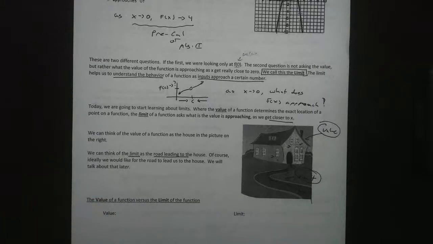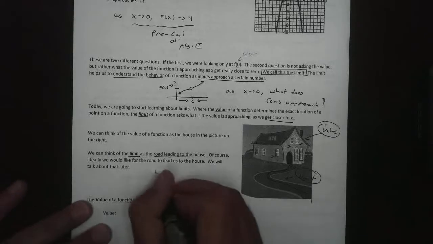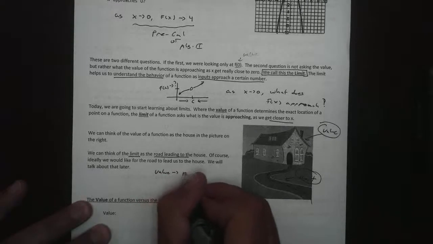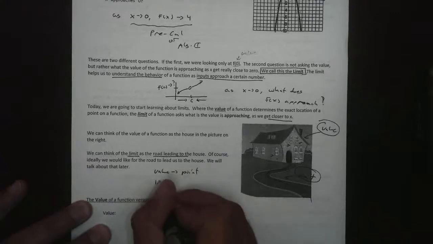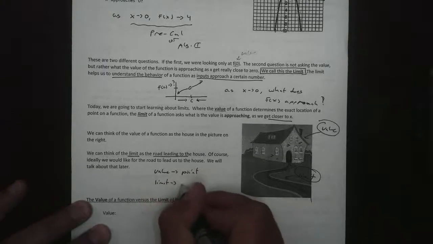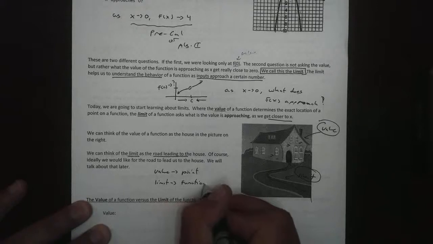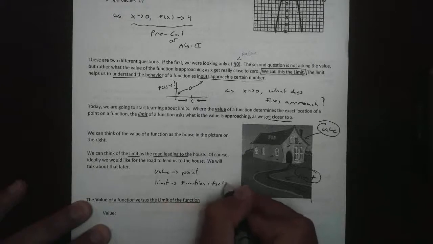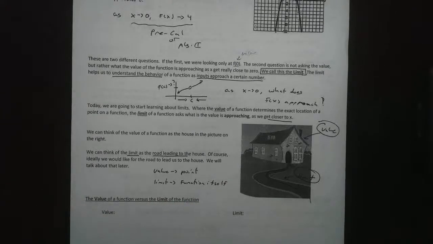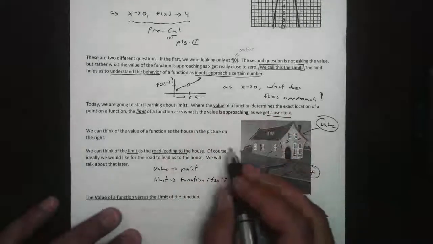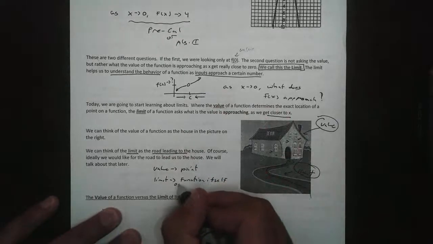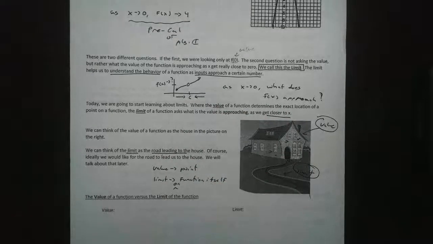So in mathematics, just like this, if we think of the value as the point, we can really think of the limit as the function itself. Just a quick way to look at it, okay? Not exactly always necessarily the case, but it's a quick way to kind of think of what the limit is. Better way to put it is that we are on the function itself.